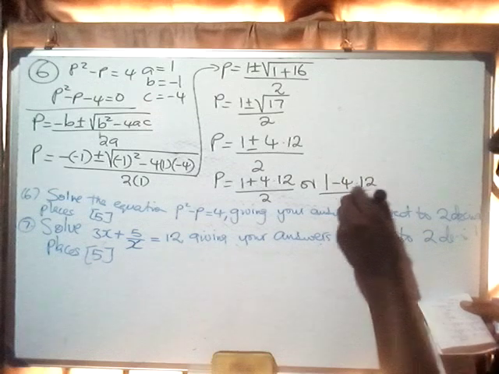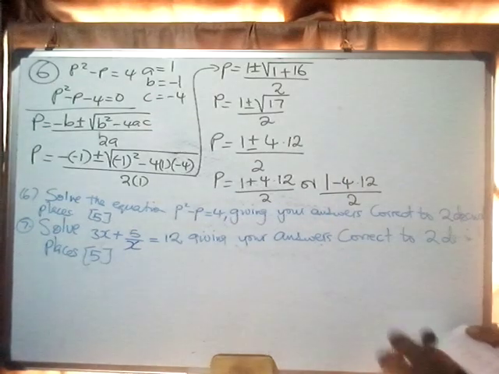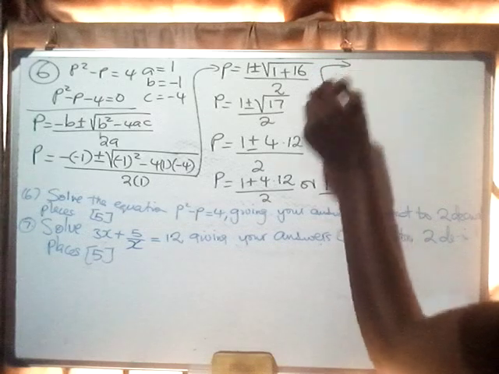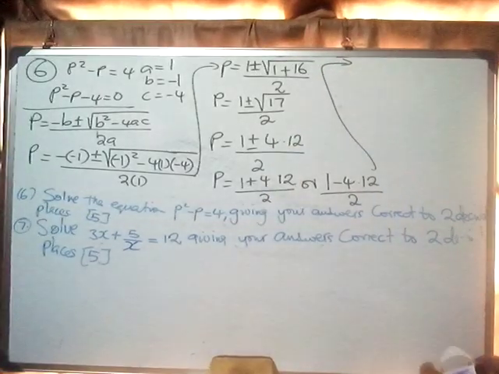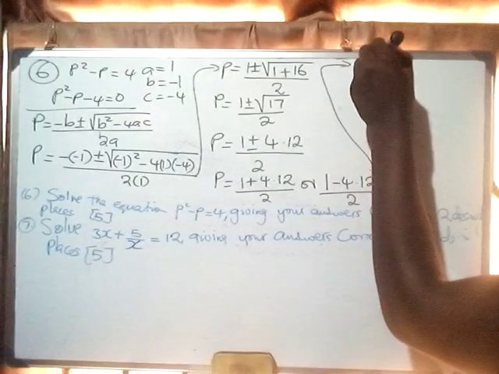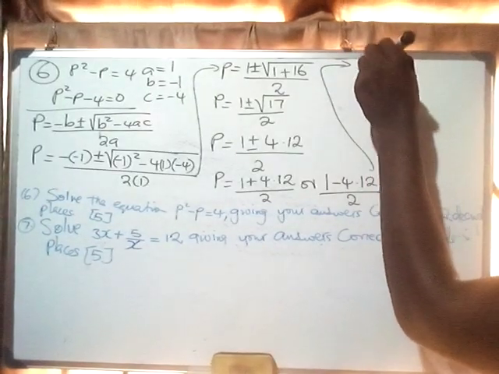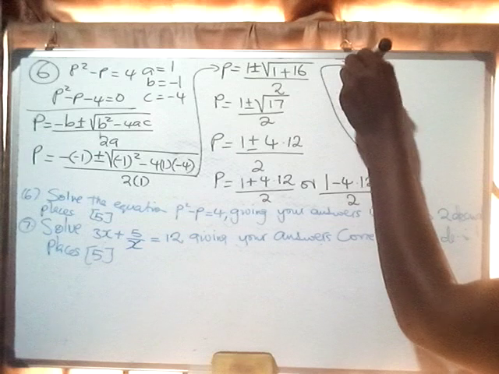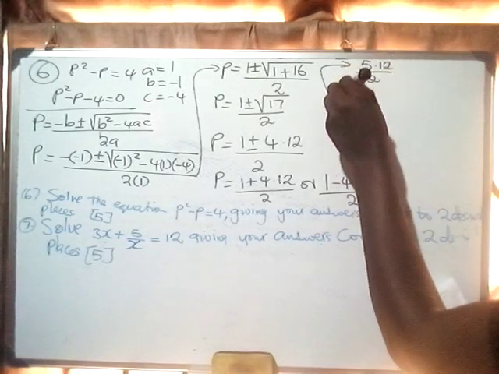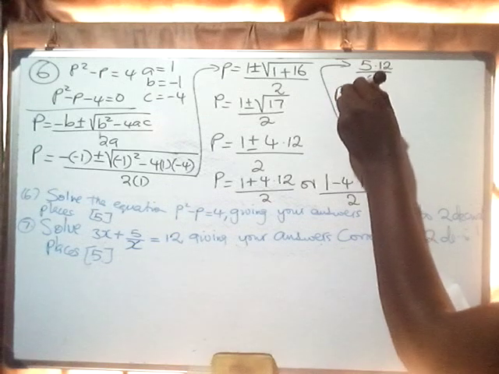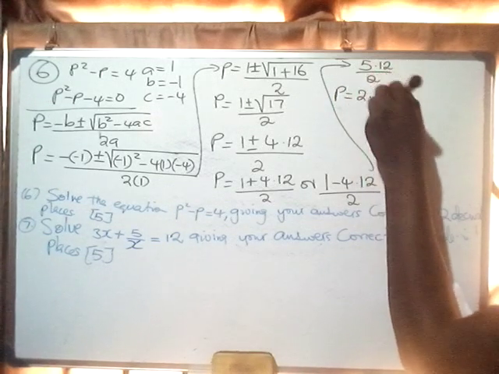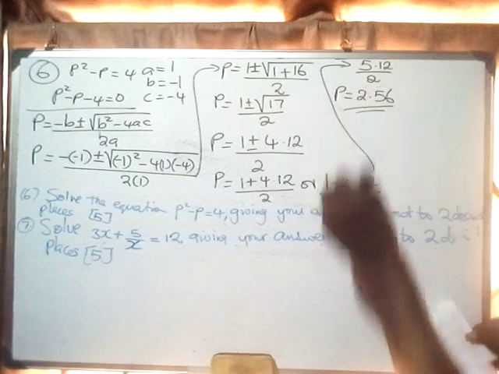So if we take this position here, what is 1 plus 4.12? The answer will be 5.12. So it will be 5.12 over 2. And our answer for p will be 2.56. This will be our answer.